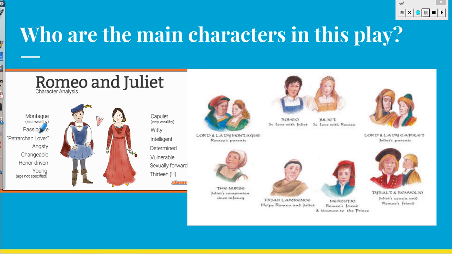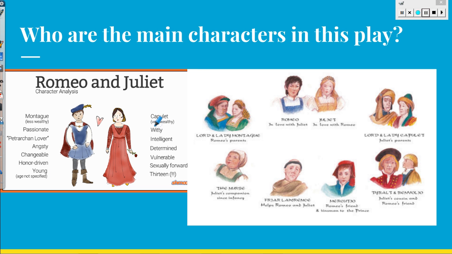Romeo is passionate. He has lots of anxiety. He changes from the beginning of the play. He loves one girl, and then suddenly he meets Juliet, and now he loves her. He has a code of honor, and he's very young. We don't know exactly how young he is.